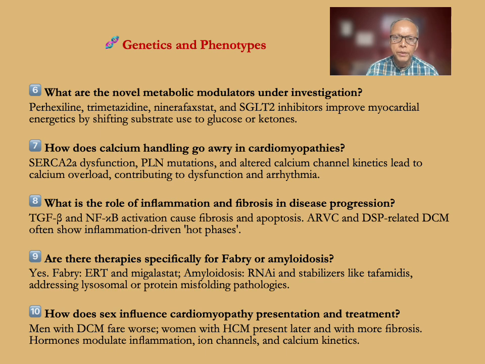What is the role of inflammation and fibrosis in disease progression? TGF-beta and NF-kappa B activation cause fibrosis and apoptosis. Arrhythmogenic right ventricular cardiomyopathy and DSP-related dilated cardiomyopathies often show inflammation-driven hot phases.